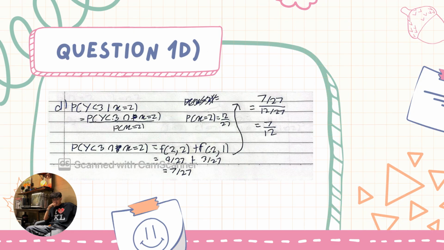Calculate a conditional probability. We are looking for the probability that y is less than 3 given that x is exactly 2. Using the conditional formula, we take the sum of the probabilities where x equals 2 and y is either 1 or 2, which is 7 over 27, and divide by the total marginal probability of x equals 2, which is 12 over 27. This simplifies to a final answer of 7 over 12.